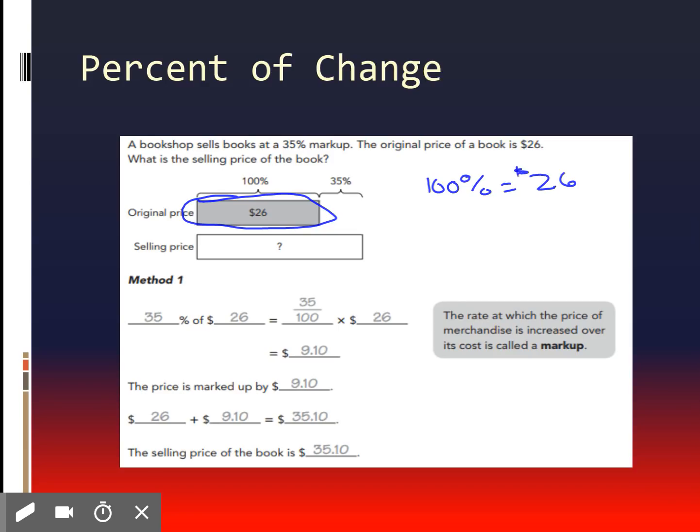And then it changed by 35%. So what we do is find what 35% of 26 was. In order to do that, you can do the fraction way of 35 over 100 times 26. And that is $9.10. So the price is marked up by $9.10. So to find what the new price is, you add the original price to the markup, and you would get $35.10. So the selling price of the book is $35.10. So we're still doing the multiplication and division like we've been doing, but we're just starting a little bit differently.